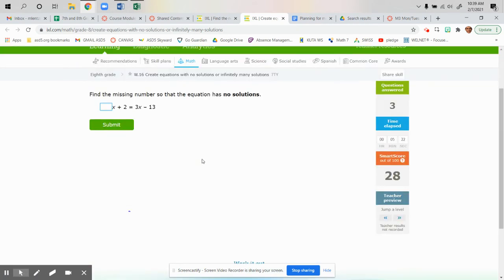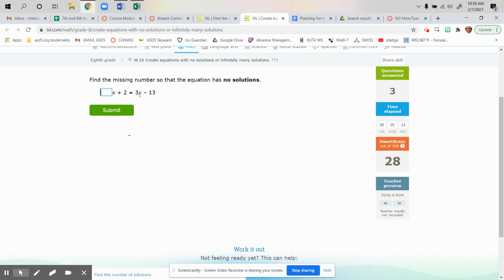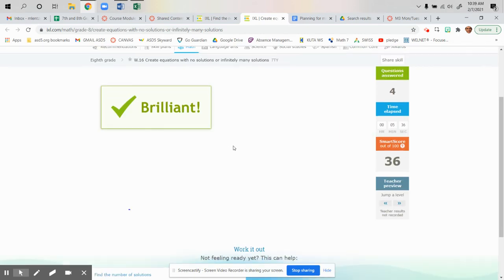Okay, no solution. So again, it says 3x, so we want it, so we're subtracting. If I put a 3 there, if it's positive, 3x minus 3x is 0. I'm left with 2 equals negative 13. They cancel each other out. Brilliant.